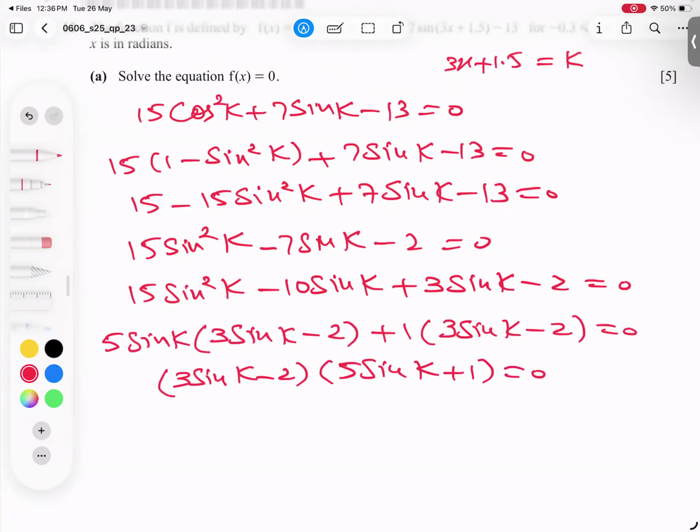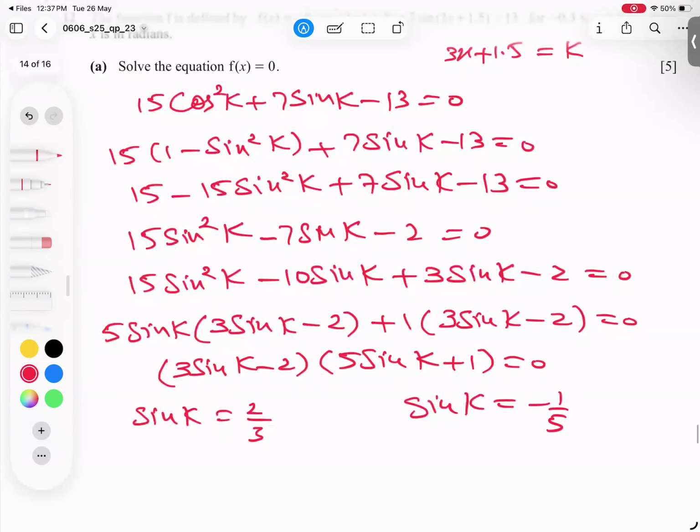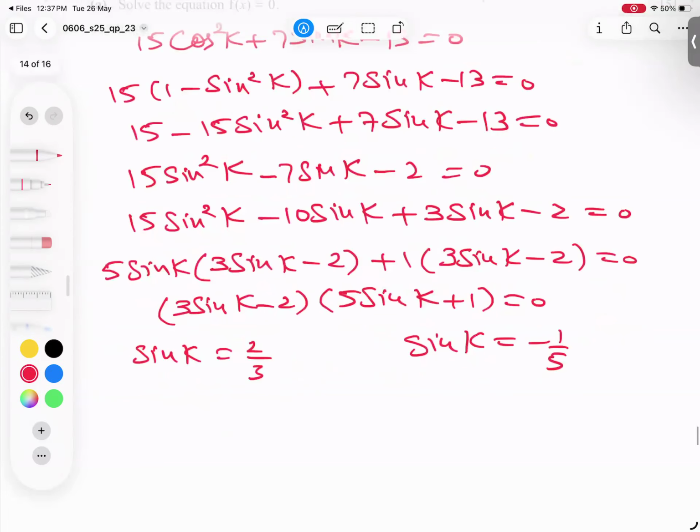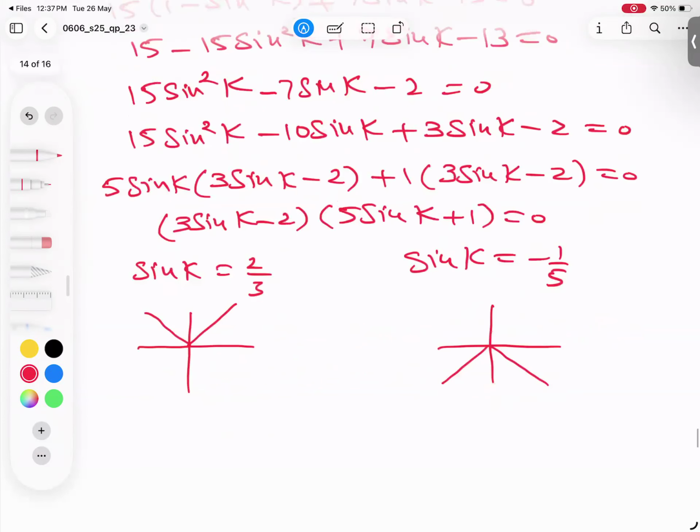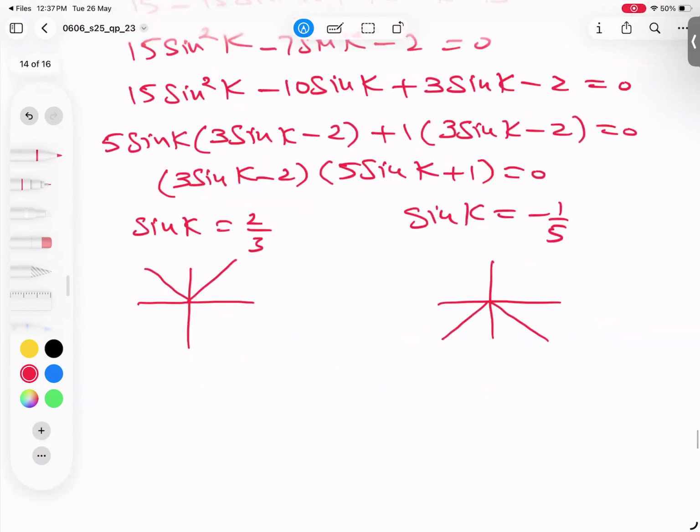Okay, now I got sine k equal to 0, so 2 goes to the right side and 3 divides. I got 2 over 3. And the second value of sine k is giving us negative 1 over 5. So now, students, I will find it. Sine is positive in first and second quadrants and negative in third and fourth. Make sure k value is 3x plus 1.5. I will do it later.